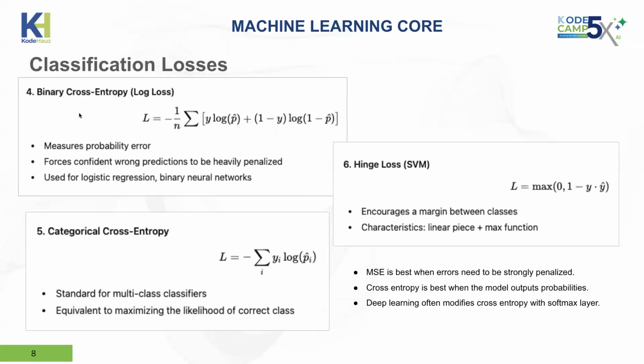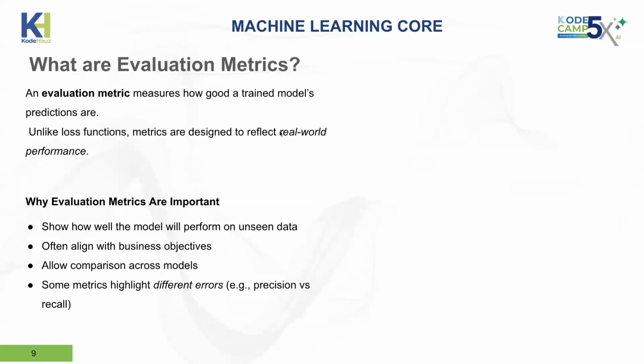Then for classification, we looked at the binary cross entropy, which is a log loss or negative log likelihood, which is used for binary classification when there are only two classes in the category. And then we also looked at categorical cross entropy, which is used when there are multiple classes in the categories that you are using for classification. We looked at hinge loss, which is used for support vector machines.